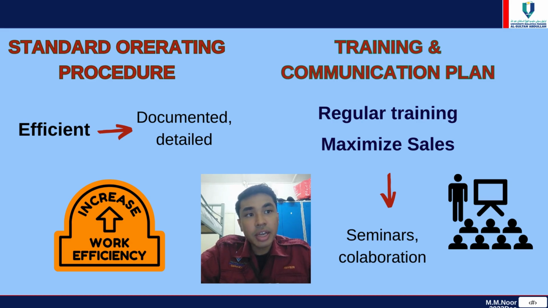And next is training and communication plan. This basically is to emphasize the control process, whereby staff or personnel will need to go through training to control, for them to be able to go through this control phase better, and also to maximize the sales through seminars, collaboration, and training.